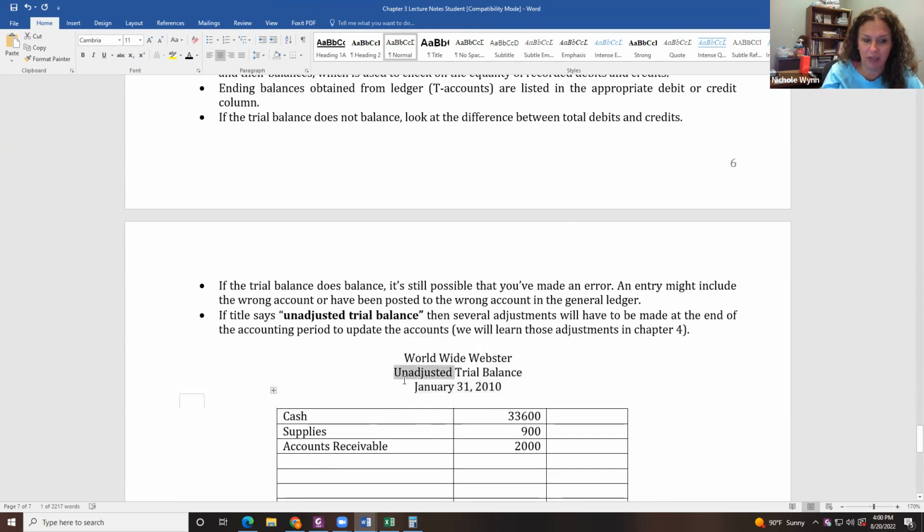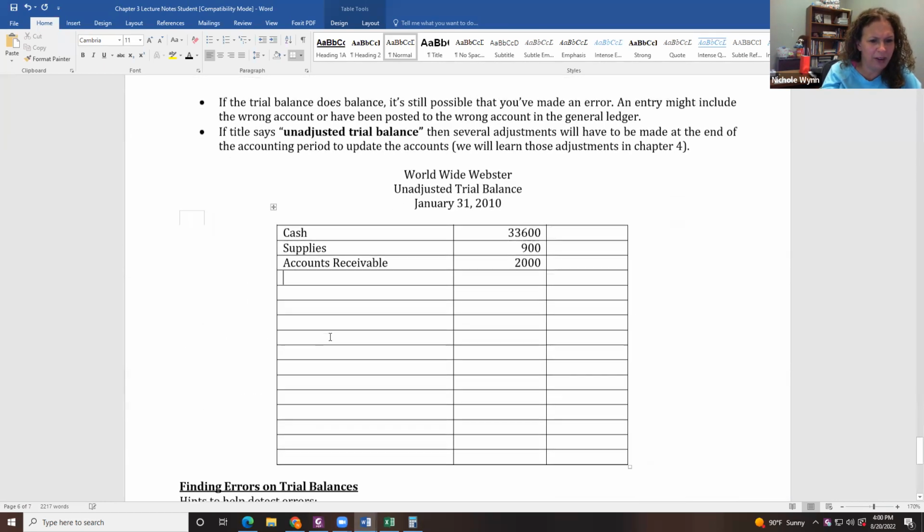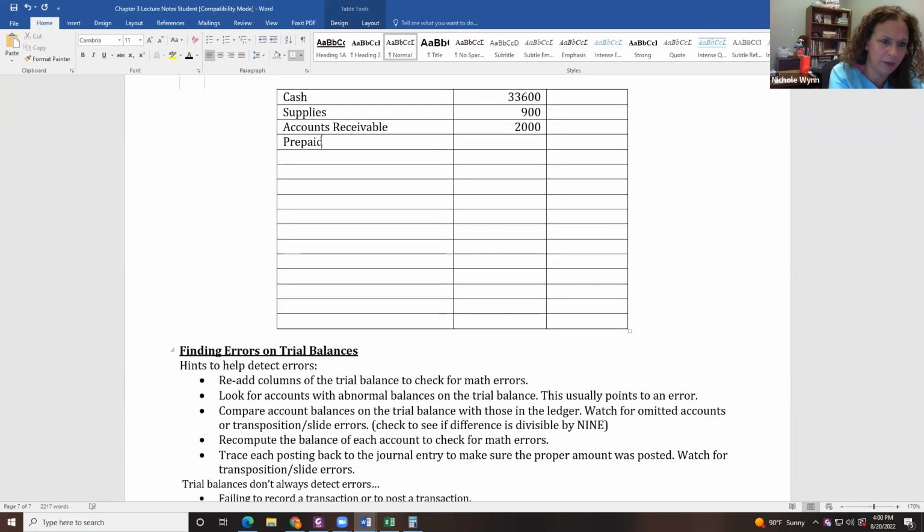This is called unadjusted because we haven't done adjusting entries yet. We learned those in chapter 4. And we're just checking to make sure our debits and credits equal. After accounts receivable, prepaid rent, 9,000. Then we had 3,000 of prepaid insurance. And then I think after that, we had PPE of 21,000.